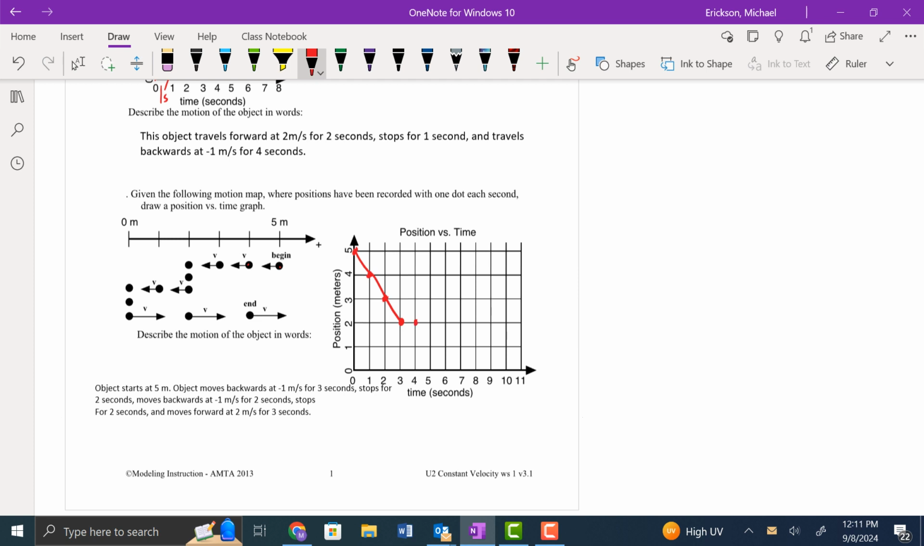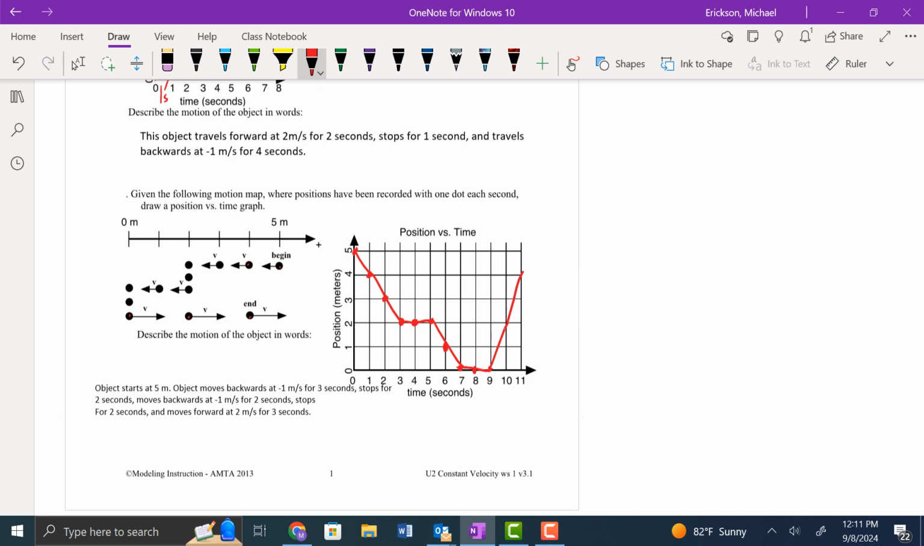It stops for 2, so it's at 2 meters for 2 seconds. That's what it would look like. It goes backwards for 2. We stop for 2. And then, all right, so this is a new motion. We're going forward now, and it starts at 0, and the next one's at 2, and the next one's at 4. So we're going at 2 meters per second for 3 seconds.